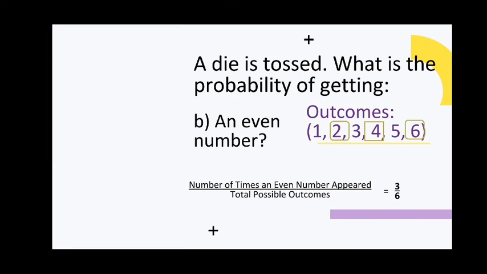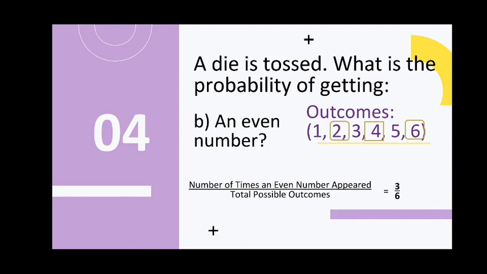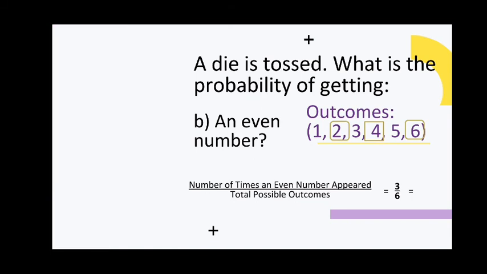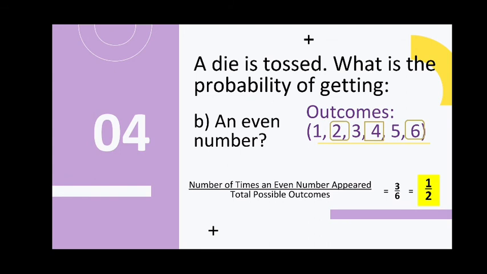Ang 3 over 6 ay hindi pa naka-lowest term dahil ang greatest common factor nila ay 3. So, therefore, we're going to divide them by 3, which is equal to 1 over 2. Therefore, the probability of getting an even number is 1 over 2.